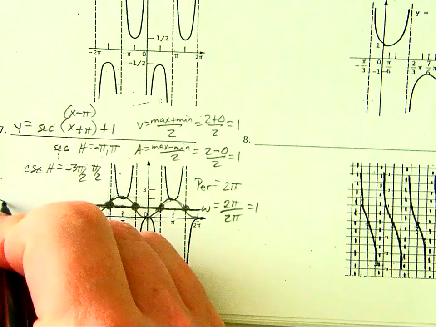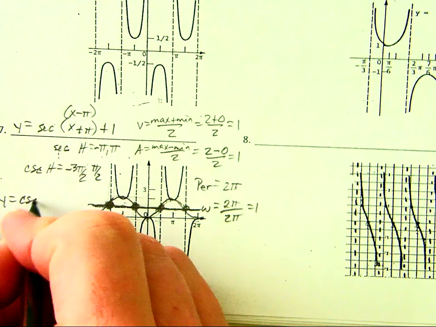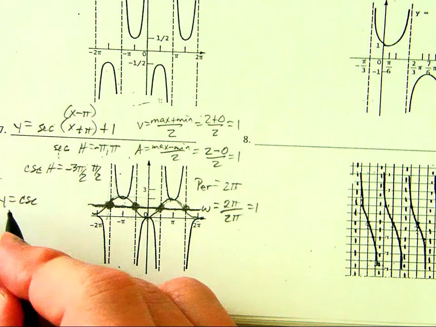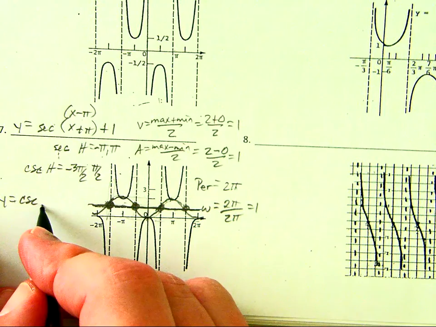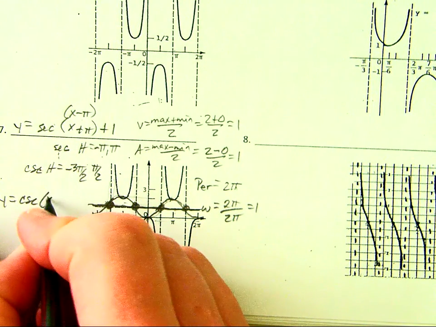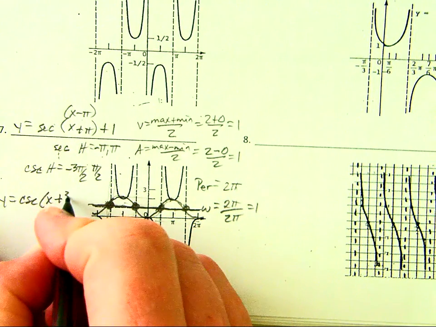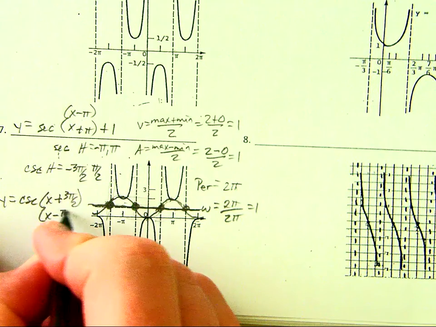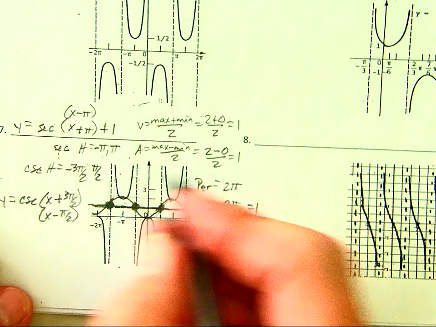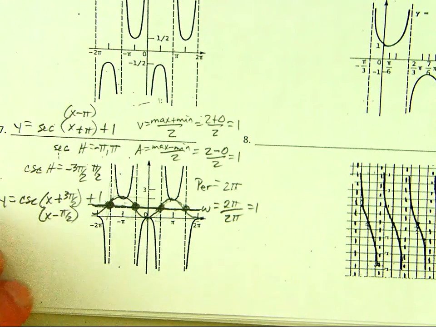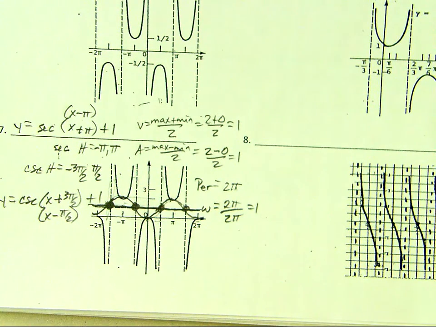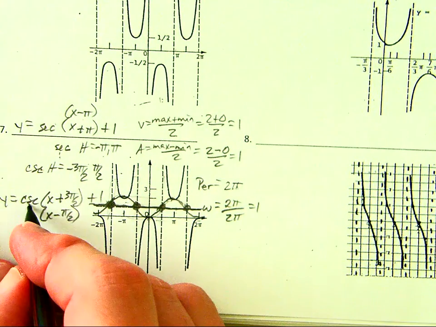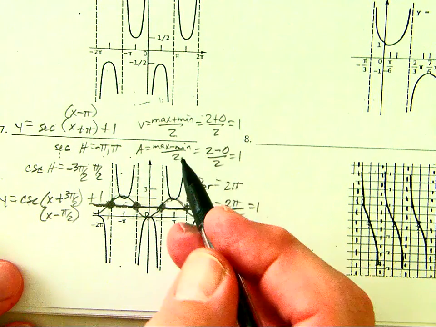So we do the same thing. Y equals the cosecant. Our amplitude was 1. Our angular velocity is 1. So now we either x minus a negative 3 pi over 2, or we could have put x minus pi over 2, and then plus our vertical shift, which is 1.